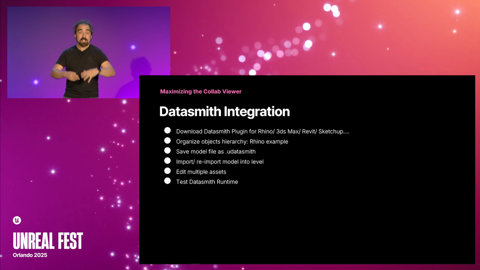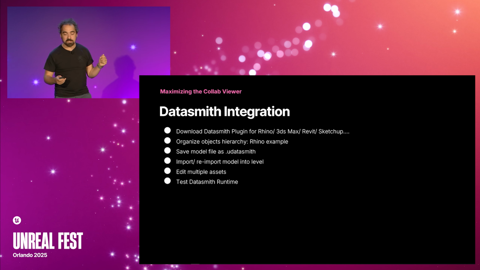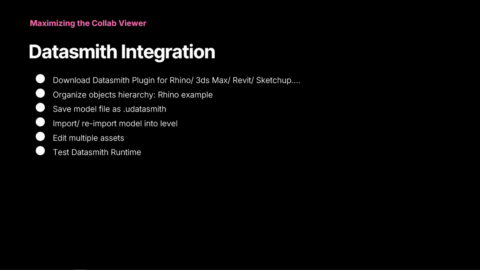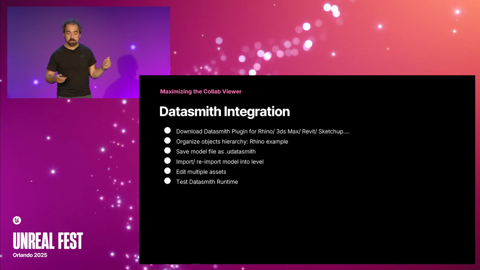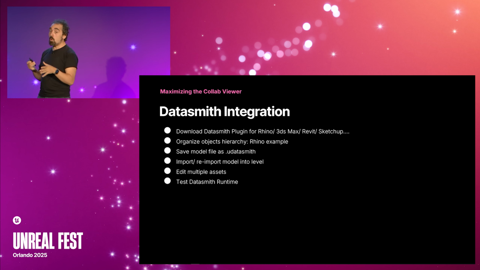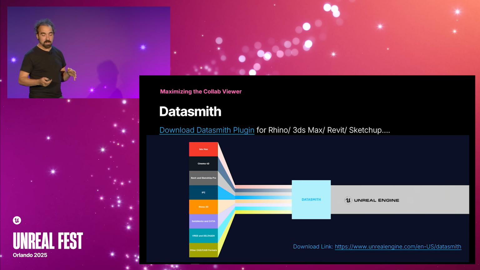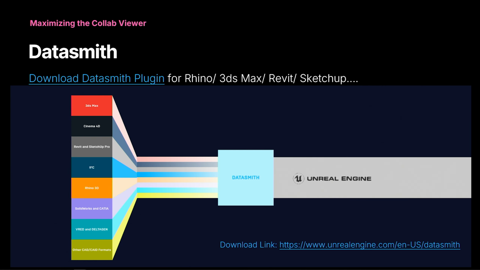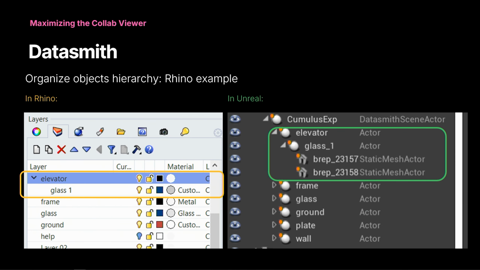So let's talk a little bit about Datasmith and how we use that in things like Blueprint Immersive, because I think it's really handy and hopefully benefits you as well. So not going to do a deep dive into Datasmith, but you download the plugin for whatever DCC tool you use. You're going to organize your hierarchy or export as a .udatasmith file, and then you can import it as something that's going to live in your project, or it can be something that's only in there at runtime. So that's kind of the pipeline that Unreal Engine likes to get you to think about. And we have a bit of a Rhino example here.